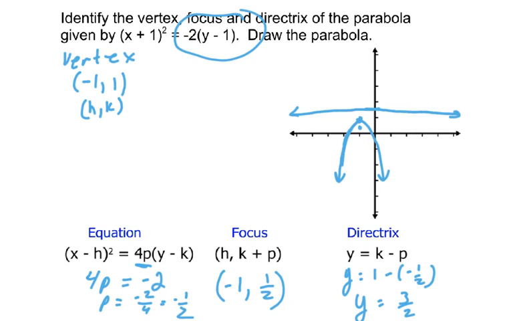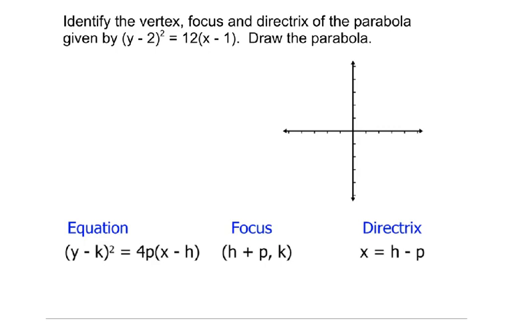So we've got our vertex graphed at -1, 1. We've got our focus graphed at -1, 1/2. Our directrix is graphed at y equals 3/2. And then we have a parabola that opens down and is going to be a little bit more narrow because of how close the directrix and focus are.